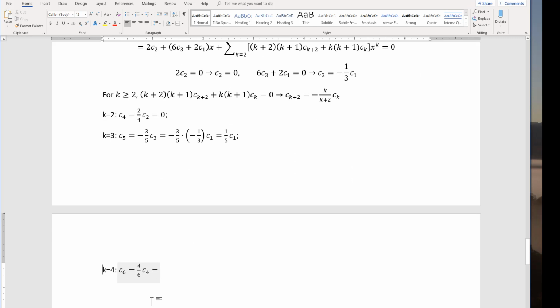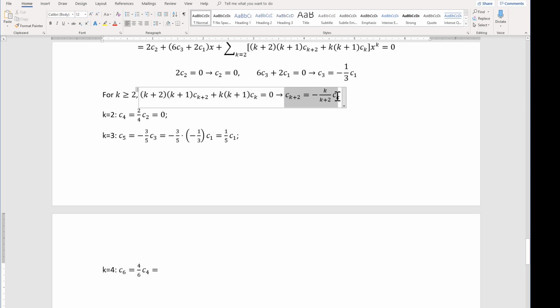When k is equal to 4, I have c sub 6. Remember, I'm looking at this relationship over here. I have c sub 6 is equal to 4 over 6 c sub 4, but c sub 4 was equal to something times c sub 2, which is equal to 0, so this whole thing is equal to 0.